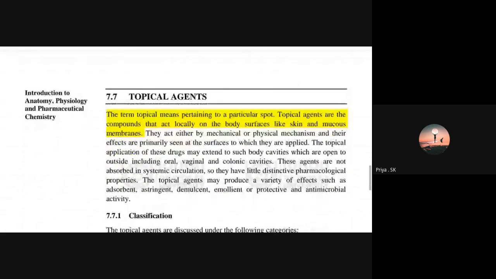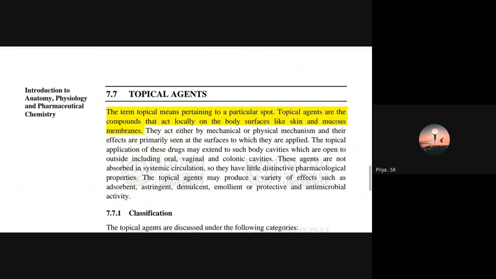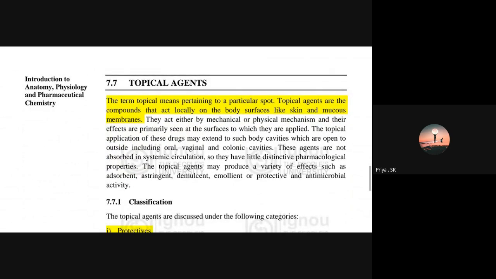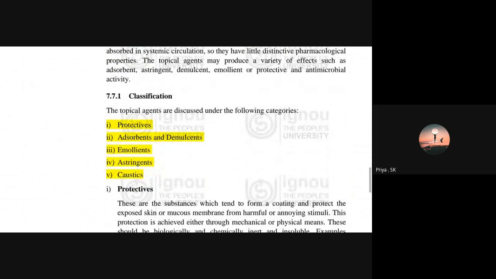Now, topical agents. What are topical agents? The term topical means pertaining to a particular spot. Topical agents are the compounds that act locally on the body surfaces like skin and mucous membrane. Now, what is the classification of topical agents? First one is protectives, adsorbents and demulcents, emollients, astringents, and caustics.